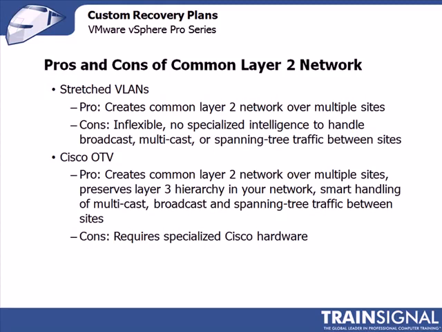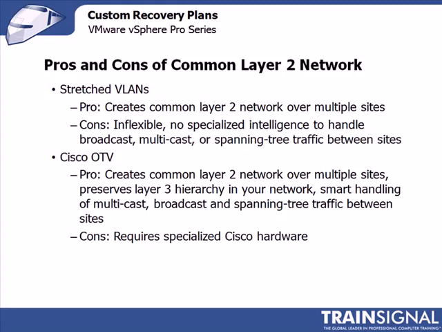Although there are a few pros and cons with setting up a common layer 2 network across sites, and basically with a stretched VLAN approach, which you can do with most enterprise class switches today. Cisco's and HP's can all do this sort of thing. The pro is simple. It's just as you saw earlier, you've got a common layer 2 network. We don't have to go through network reconfiguration with SRM, so that's good.